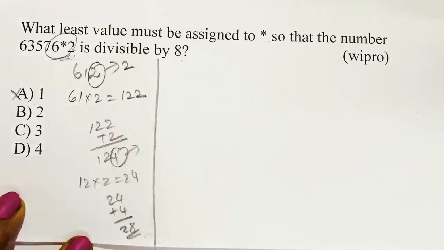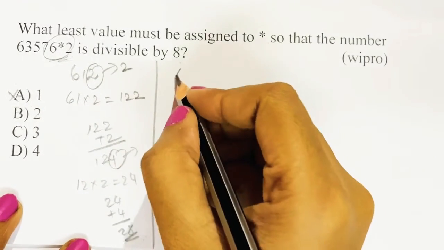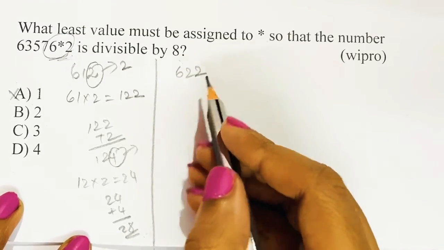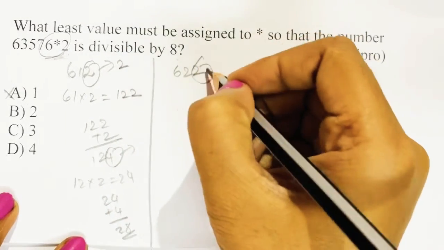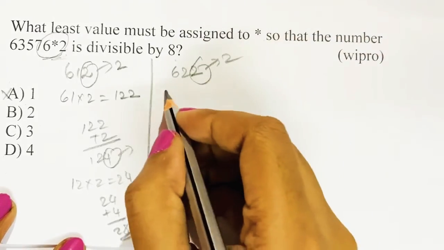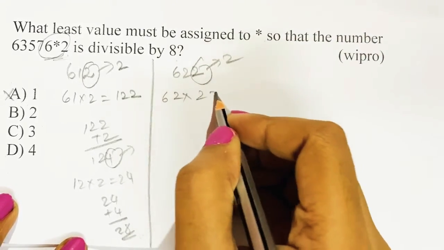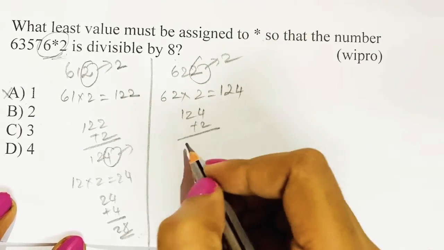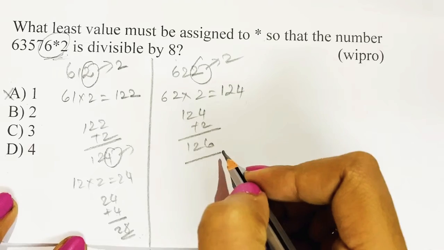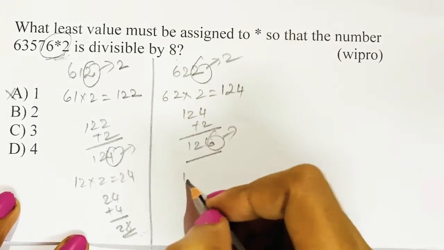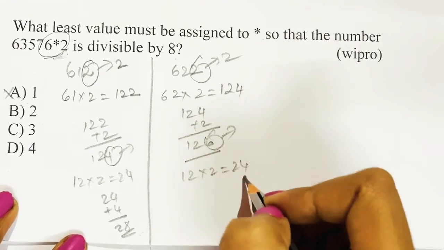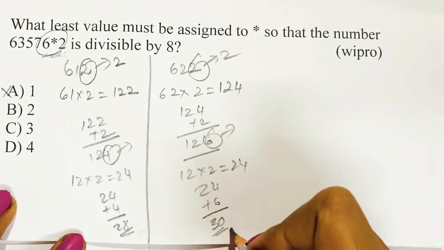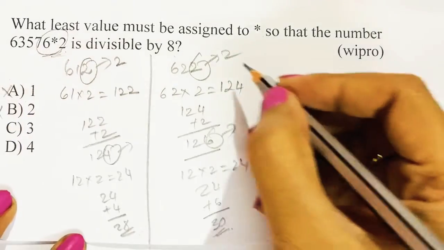Let's assume the value of star to be 2. So the number will be 622. To check whether 622 is divisible by 8, again we follow the same process. We take the last digit out and add it to the double of the remaining. So 62 into 2 will be 124. 124 plus 2 will be 126. To check whether 126 is divisible by 8, again we take the last digit out and add it to the double of the remaining, which will be 24 plus 6 equal to 30. We know that 30 is not divisible by 8, so option B is not the answer.